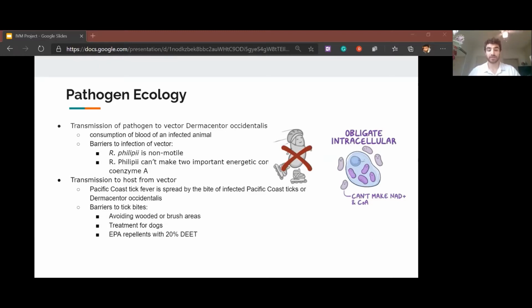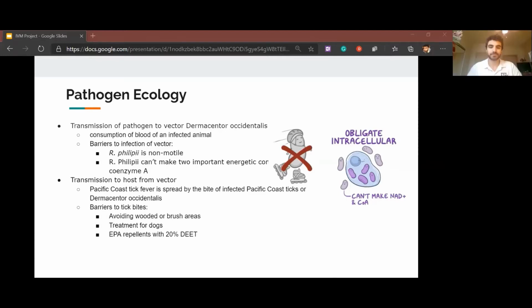And so there are 2 barriers to this. One is that the bacteria is non-motile, which means it's not capable of movement. Second, as I discussed earlier, it's an obligate intracellular bacteria, which means it can only survive inside the cells. And this is because it cannot make 2 important energetic compounds. One is NAD+, the second is coenzyme A. So the only way for the vector to get infected with Rickettsia phillipi is to bite a host that's already infected.